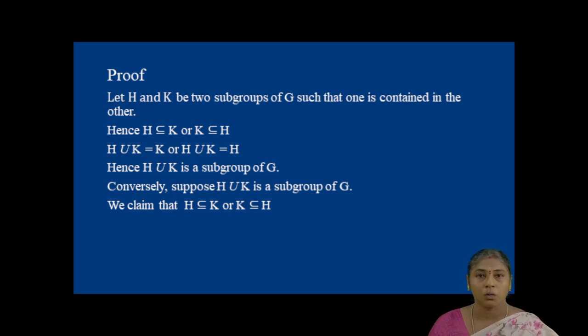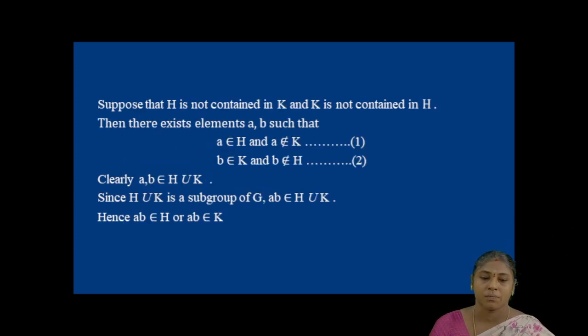Now we have to move on to the converse part. In the converse part, we have to assume that H union K is a subgroup of G, and we have to prove that either H is contained in K or K is contained in H. So let us assume that H union K is a subgroup of G. Our claim is H contained in K or K contained in H.